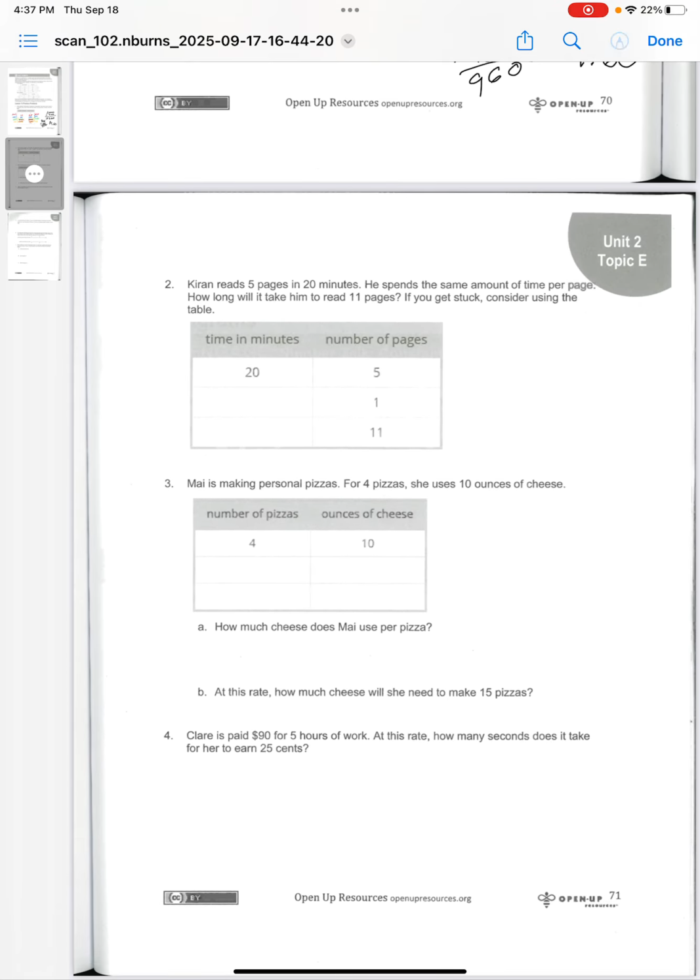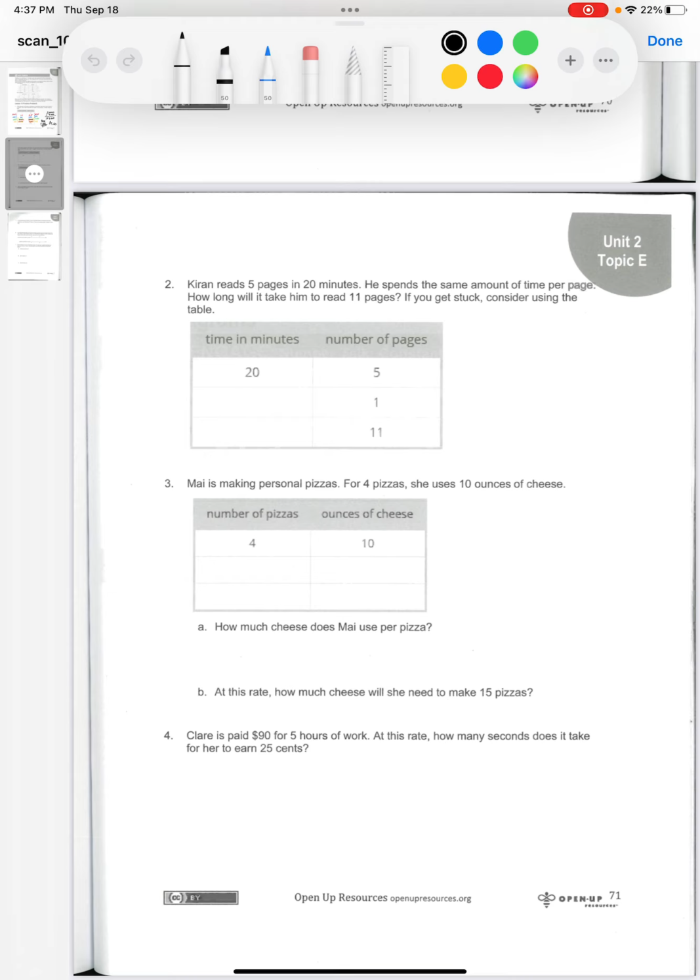And so then we go on to the next one. Kieran reads 5 pages in 20 minutes. He spends the same amount of time per page. How long will it take him to read 11 pages? Well, to get from 5 to 1, we divided by 5. So we divide by 5. 20 divided by 5 is 4.